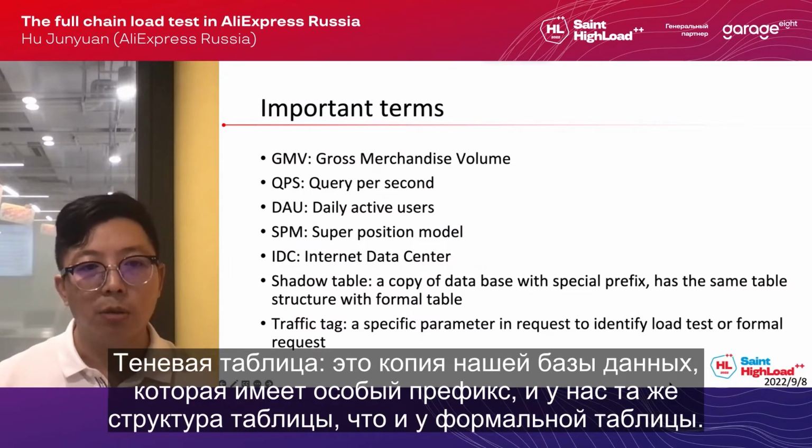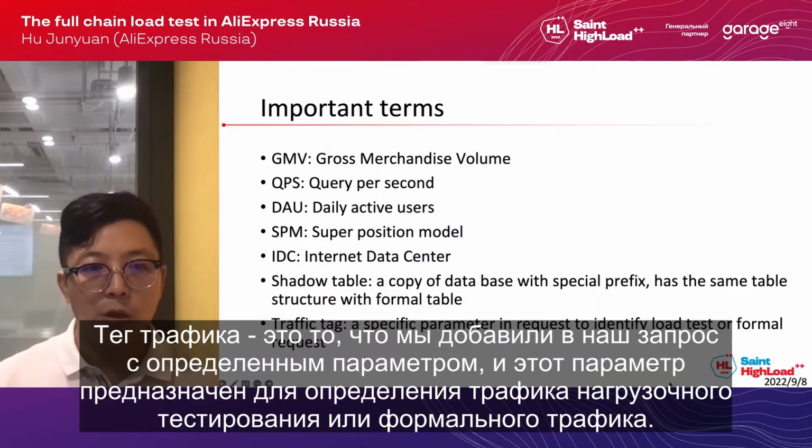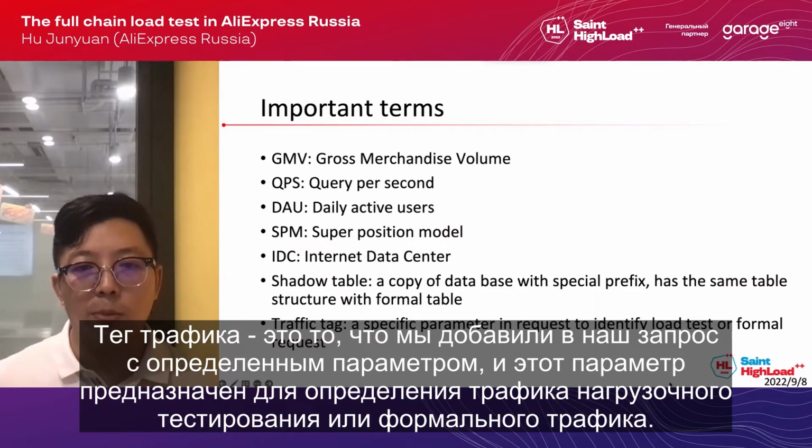Shadow table: this is a copy of our database which has a special prefix, and we have the same table structure as the formal table. The traffic tag: we add a specific parameter in our request, and this parameter is for the purpose of identifying the load test traffic or the formal traffic.